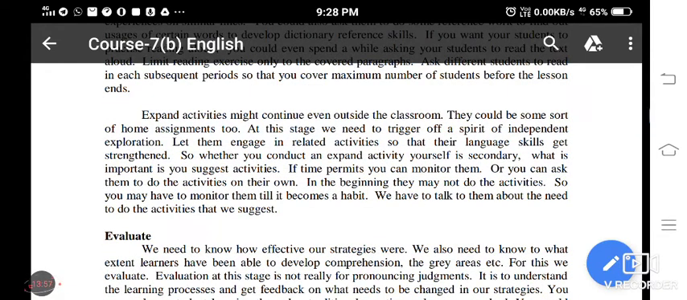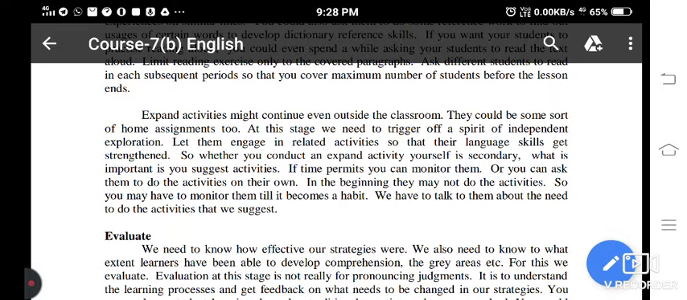So, expand activities might continue even outside the classroom. There could be some sort of home assignments too. At this stage, we need to trigger a spirit of independent exploration. Let them engage in related activities so that their language skills get strengthened.